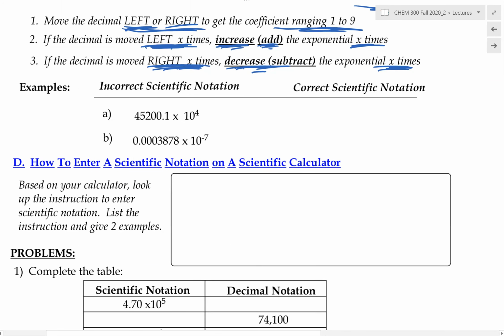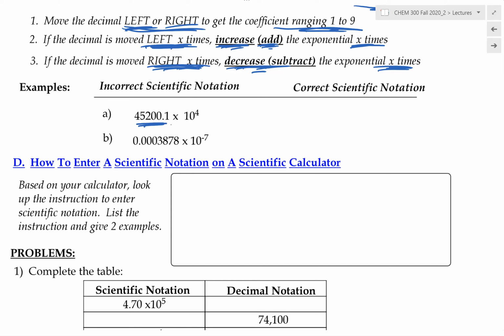So in this example right here, we are given some incorrect scientific notation. For example, here in A, 45200.1 times 10 to the 4th. Now, I sure hope you realize this is an incorrect scientific notation and you would not be writing this kind of scientific notation because technically speaking, it is incorrect. And the reason why it is incorrect is when we look at this coefficient part right here, this is 45,200. This is not from 1 to 9. So therefore, it is wrong.